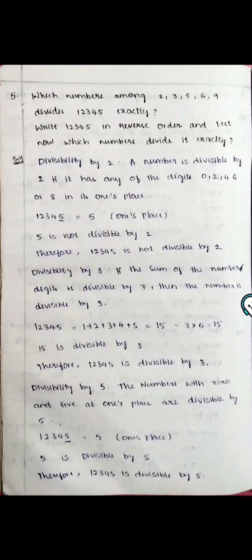Numbers among 2, 3, 5, 6, 9 divides 12345 exactly.